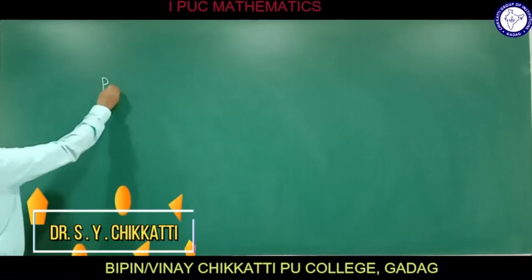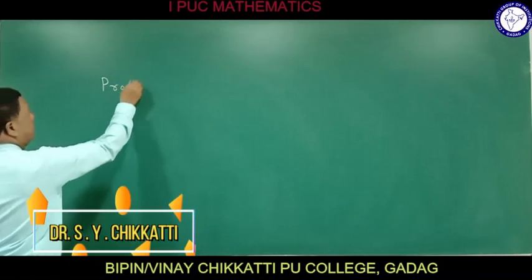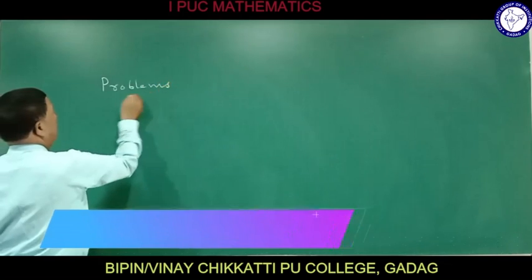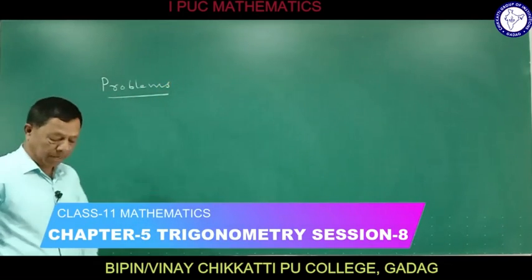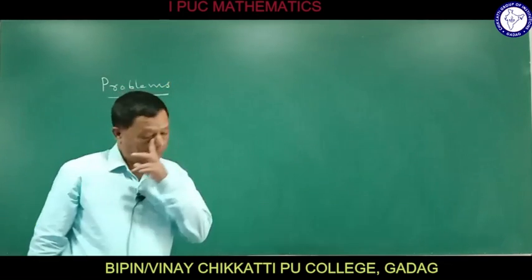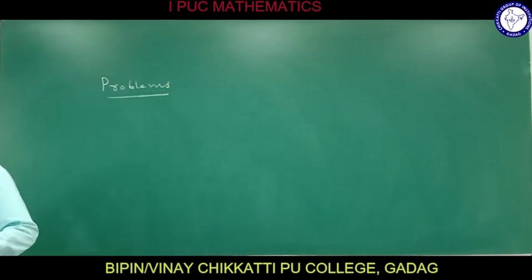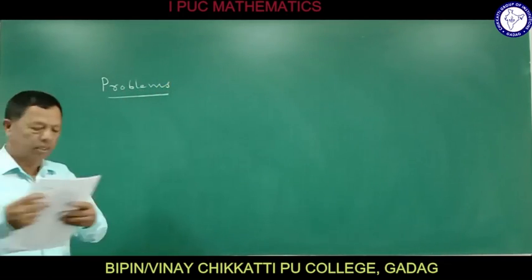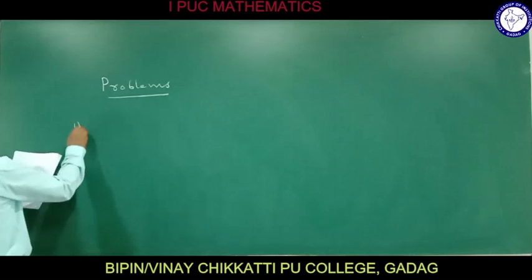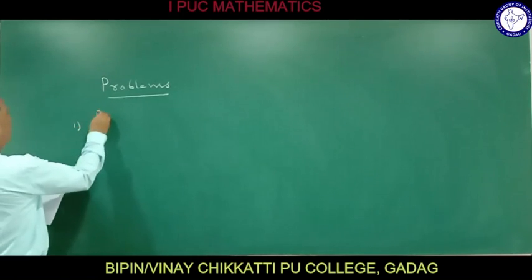Now we continue problems on sum and difference of two angles. Let us see some problems here, and I can show you only a few here. Prove the following.